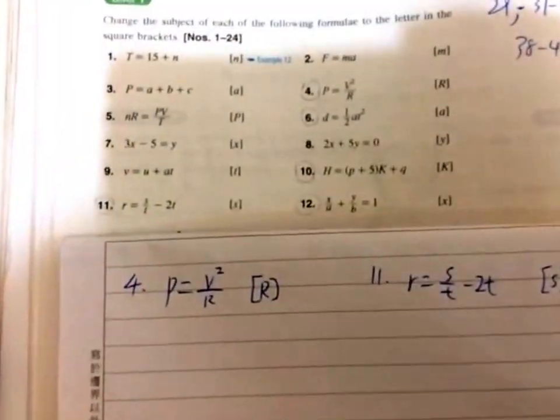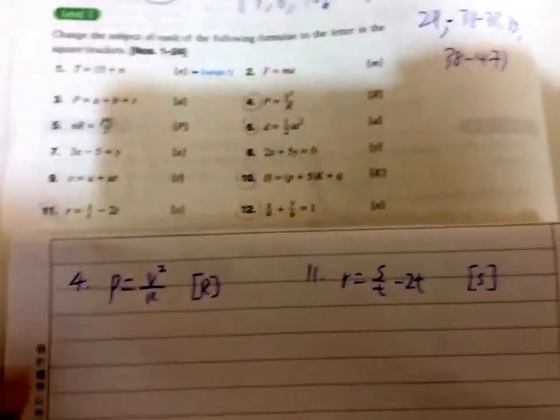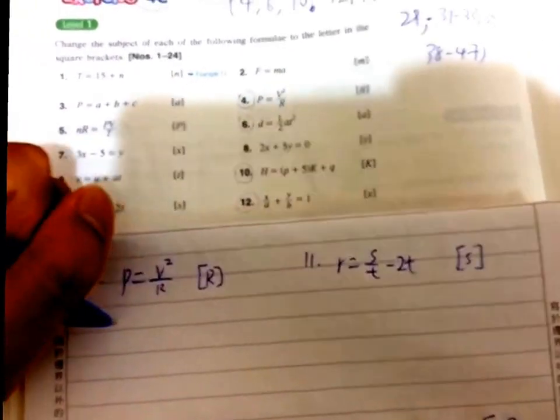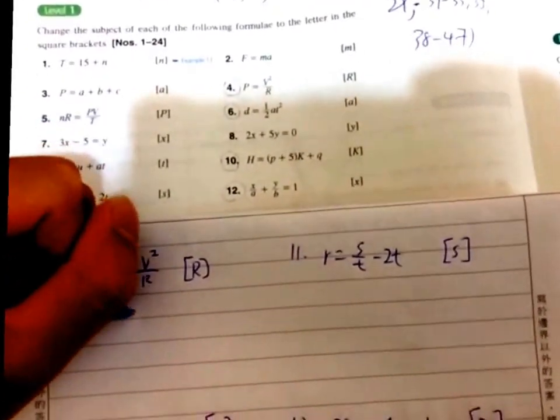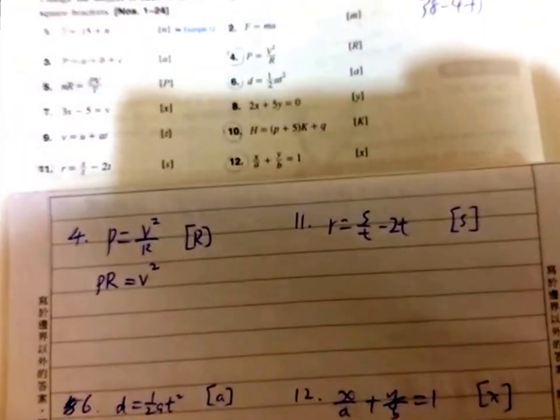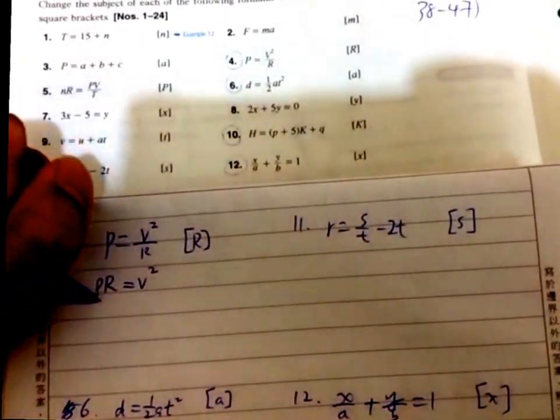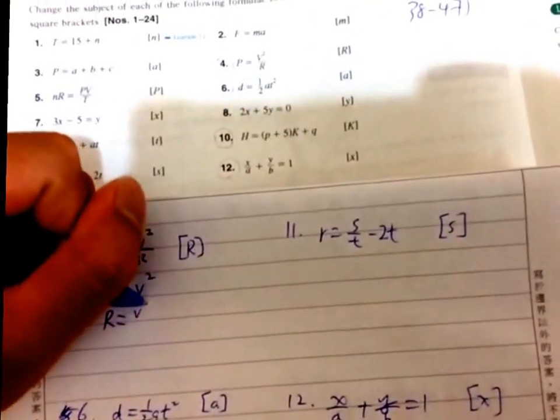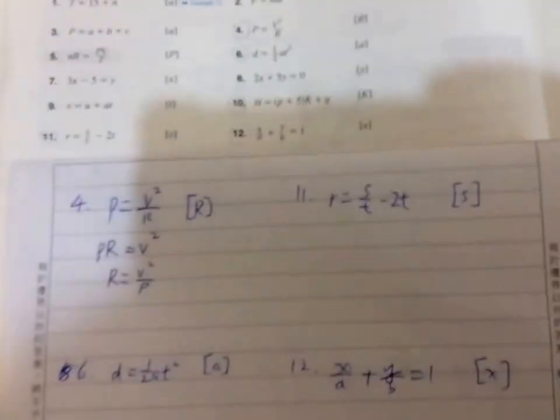Change of subject. So first one, this is fractions. If you change it with no fractions, and you move p out to another side, and that's it. Okay, number 6. This one, okay.